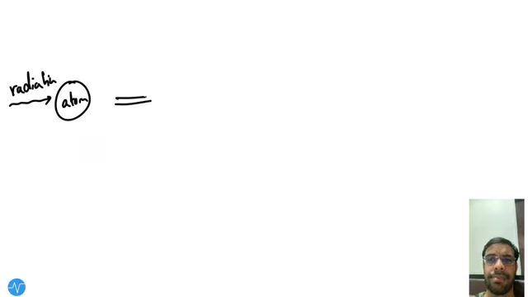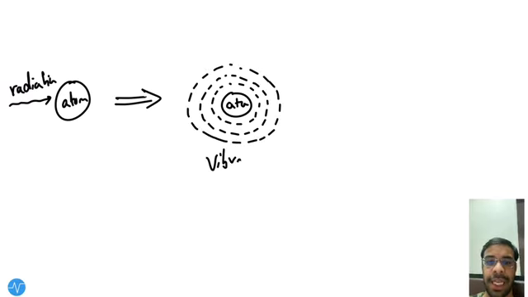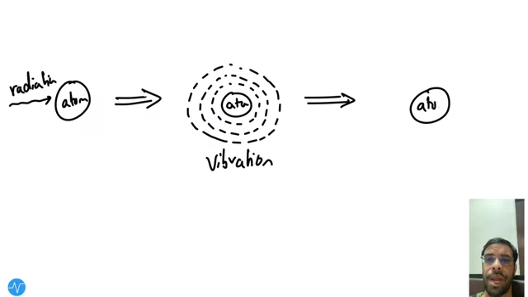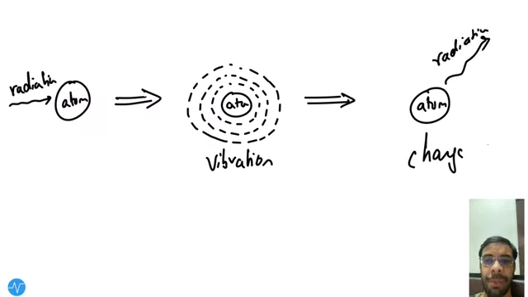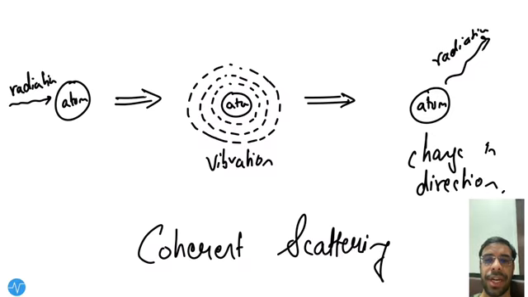Now let's draw the atom. Radiation has appeared, X-ray radiation. It hits the atom. What will happen? Only vibration of the atom will be there. Therefore, we are drawing the vibration produced in the atom. The radiation will change direction and only the atom has vibrated. Therefore, there is only change in direction and scattering of the radiation is produced. This is known as coherent scattering.